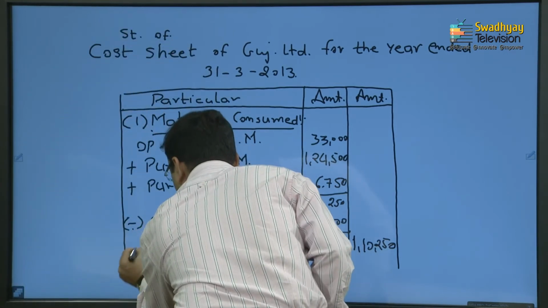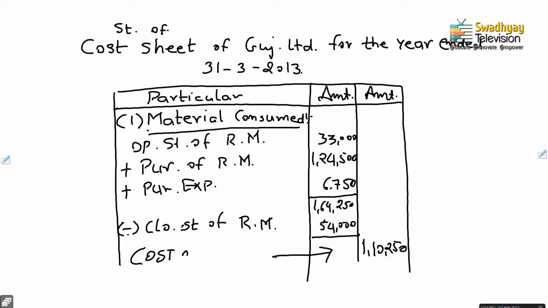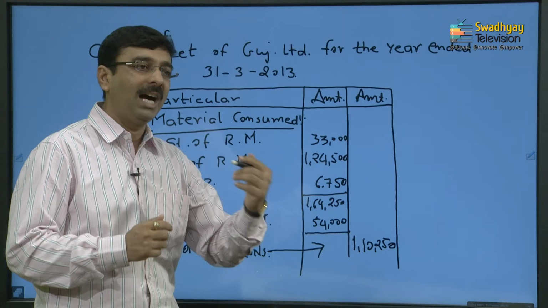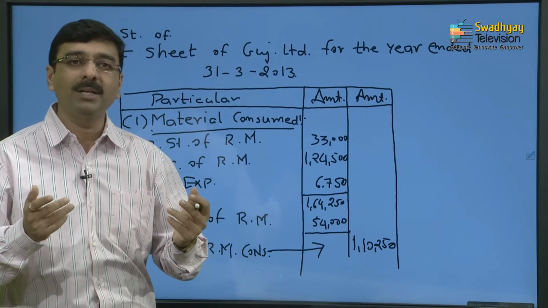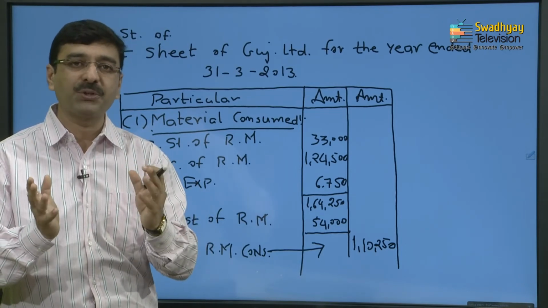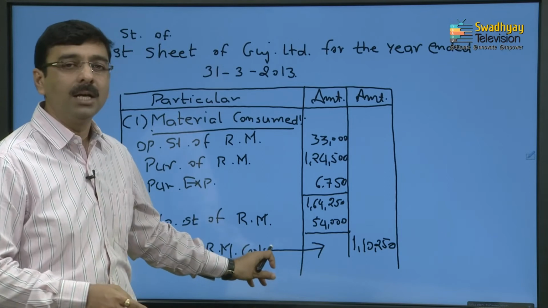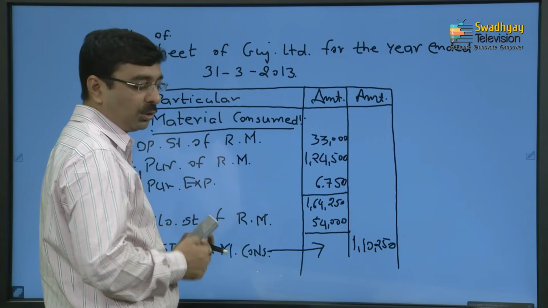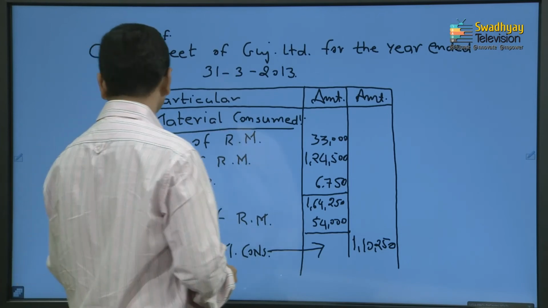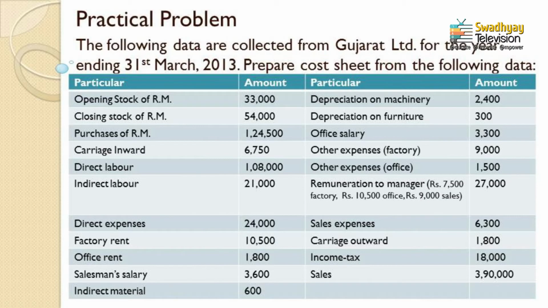That is the cost of raw material consumed. Cost of raw material consumed, that is your first answer. Now here the 1,10,250 is your first answer. After that we will find out the value of the prime cost, and the prime cost you can determine when the direct expenditures are added in this cost of raw material consumed. So the second thing is we will find out the amount of expenditure to be added in the cost of raw material consumed. That is how it would be determined.